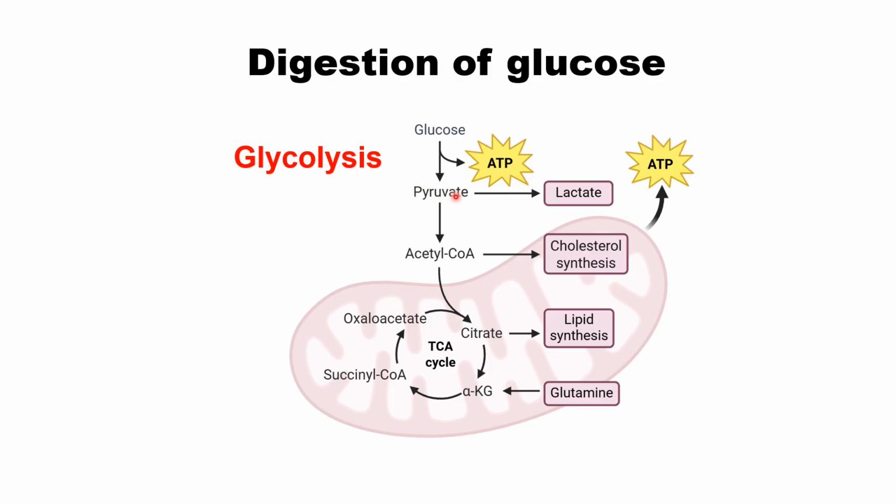After pyruvate is formed, it can be converted into acetyl-CoA, and it enters into mitochondria, and then it enters into the TCA cycle. Inside this TCA cycle, acetyl-CoA is broken down and generates the energy materials NADH and FADH2. So from one glucose molecule, a total of 6 NADH and 2 FADH2 are formed.